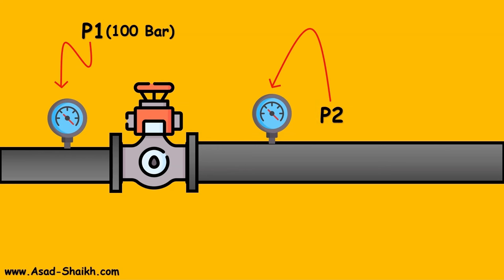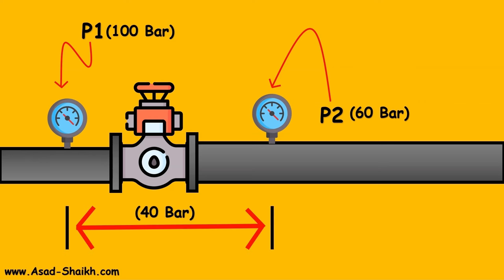Let the upstream pressure be around 100 bar and the downstream pressure be 60 bar. So this difference which is coming is 40 bar. This difference is very useful and is the cause of a variety of issues in a control valve, for example cavitation, flashing, choke flow, just to name a few.